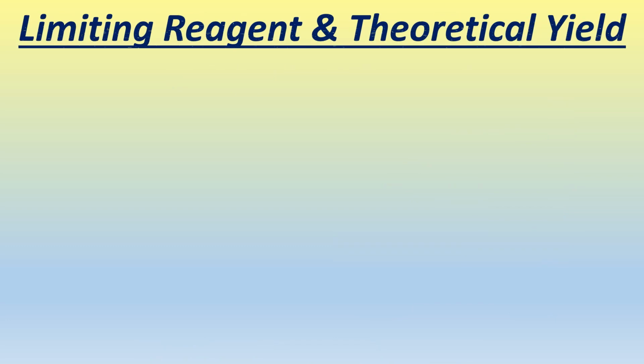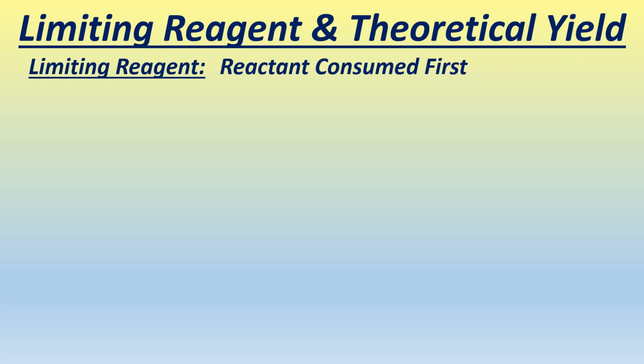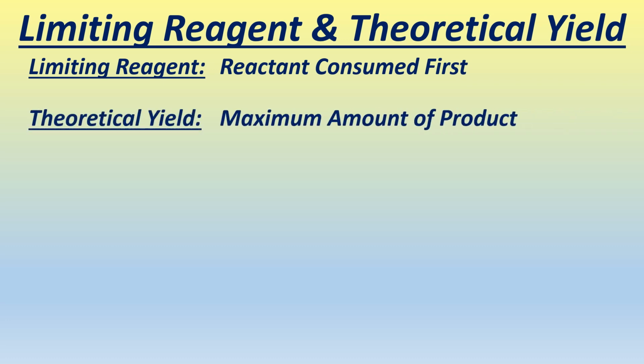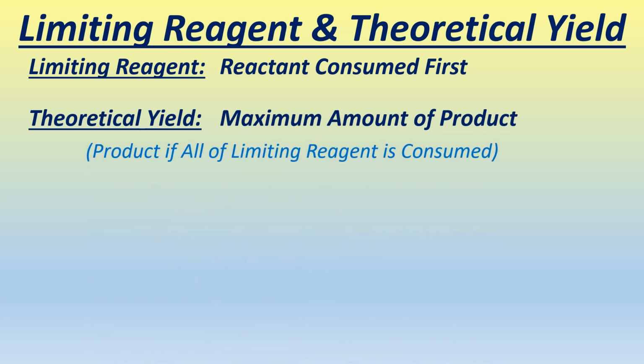Every chemical reaction is going to have a limiting reagent. If you have more than one reactant, one of them is going to be consumed before the other one. That is the definition of the limiting reagent. Once all of that reactant is used up, the reaction stops. This gives you the theoretical yield, which is the maximum amount of product you can form, or the product formed if all of the limiting reagent is consumed.